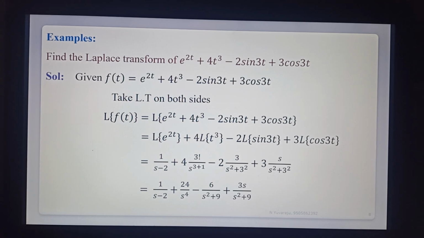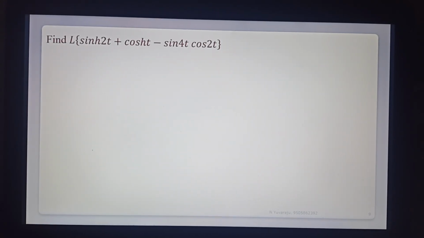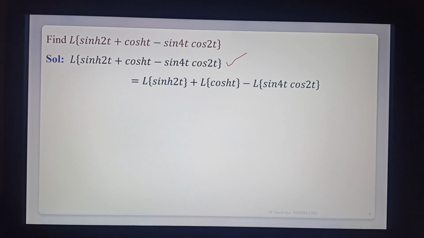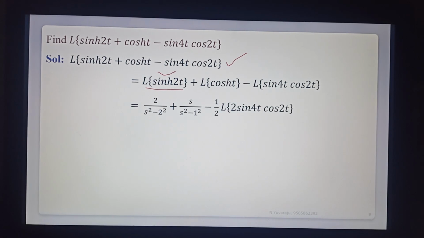So, next example. Find L of sinh 2t plus cosh t minus sin 4t into cos 2t. Separating the Laplace transformations, that is L of sinh 2t plus L of cosh t minus L of sin 4t into cos 2t. For sinh at, using the formula, a is equal to 2, so 2 by s square minus 2 square. Plus, this is cosh at, where a is equal to 1, so s by s square minus 1 square.